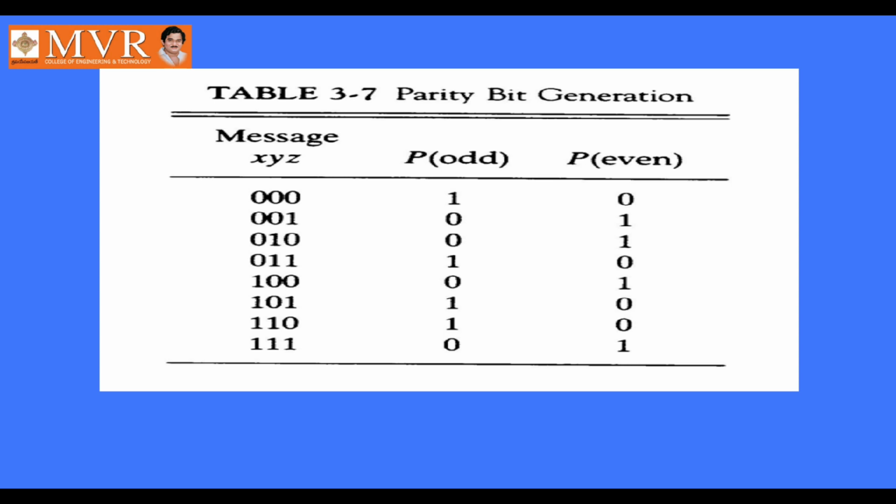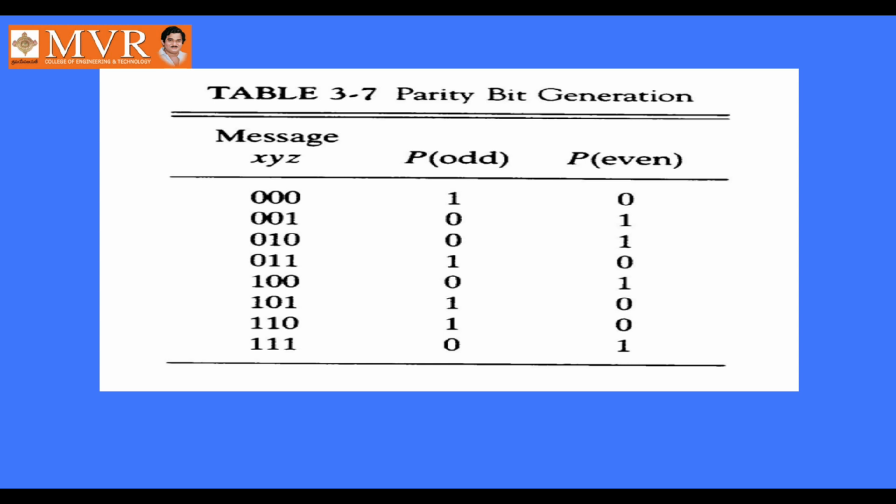After deciding, say now you are ready to follow even parity, assume. Then, after counting the number of ones, if the number of ones in the original data is already even, then in the even parity method, the bit will be 0. Otherwise, if the number of ones in the original input is odd, then with the even parity process, you have to add one more extra one to make all the ones an even number. This is the way how you generate a parity bit.